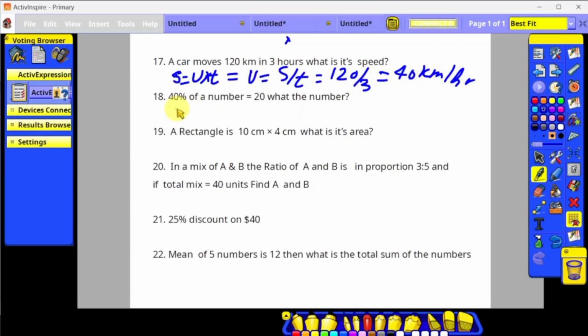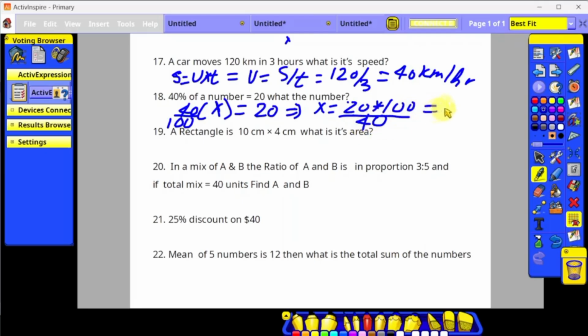The next question says 40% of a number is 20. What's the number? 40% means 40 over 100. Let's say x is the number. So 40 over 100 times x is equal to 20, which implies x is equal to 20 times 100 divided by 40, which gives 50. So the number is 50.